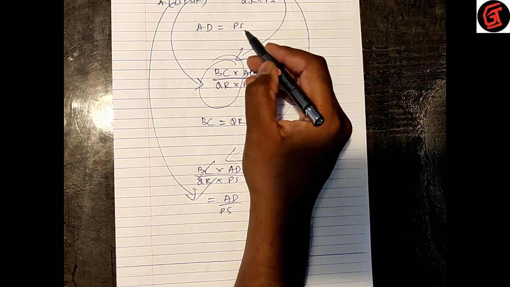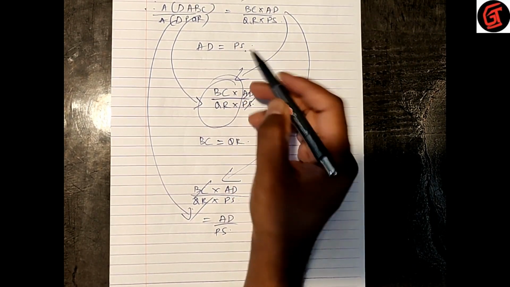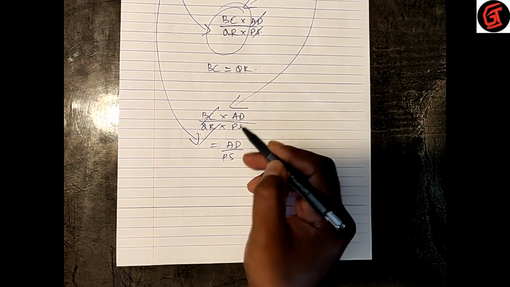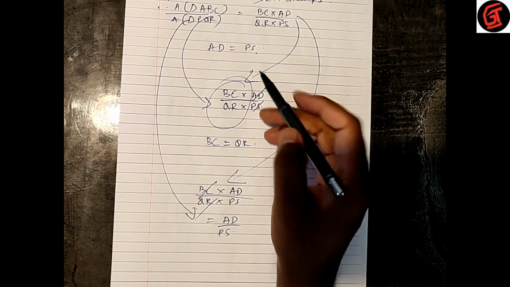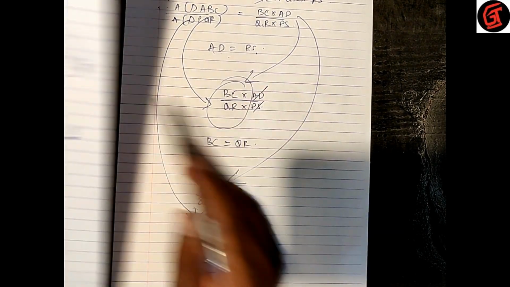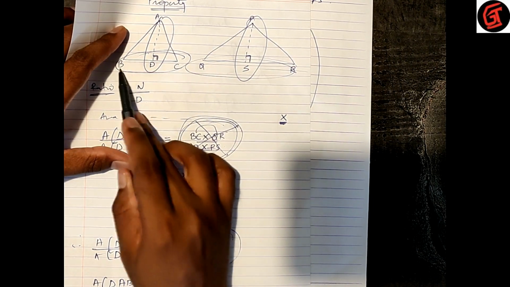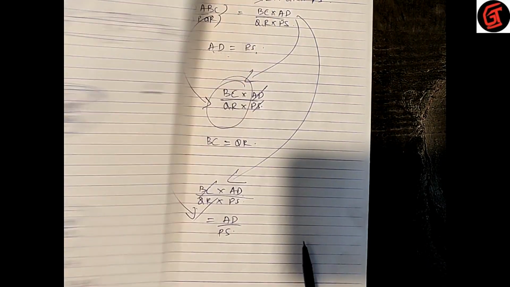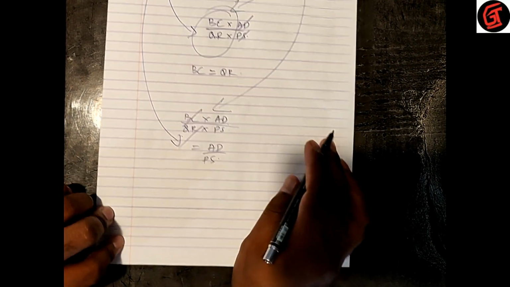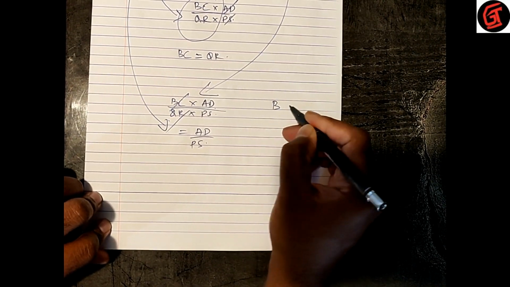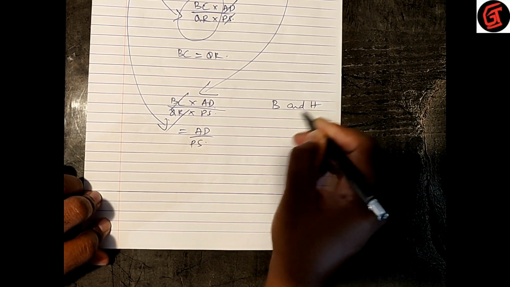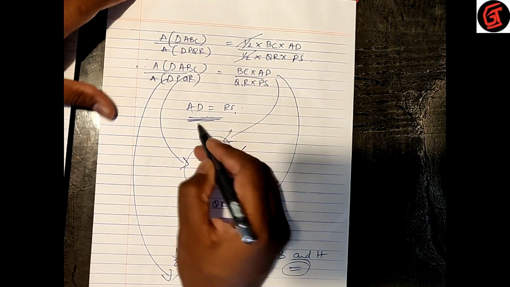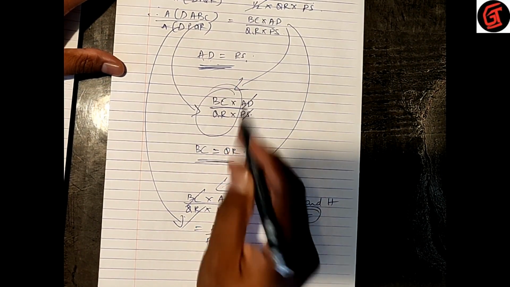So if heights are equal, ratio is equal to base upon base, and if bases are equal, ratio is equal to height upon height. Again, I am repeating, if heights are equal, ratio is equal to base upon base, and if bases are equal, ratio is equal to height upon height. Simple. What will happen now is, suppose base and height both are equal. That means this is also true and this is also true. Both are given to us.